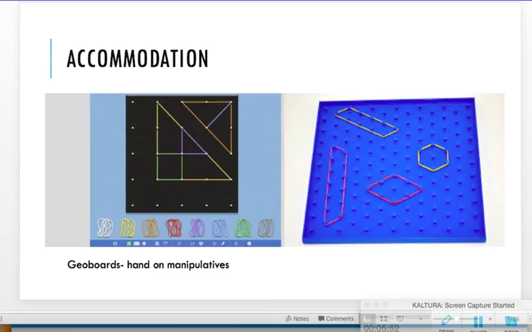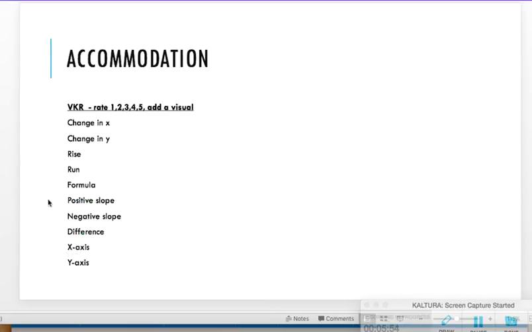A second accommodation that I would also make has to do with vocabulary. I would make a VKR chart or a VKR worksheet for my students where they get to rate 1 through 5 how comfortable they are with the new vocabulary. In math especially, there's a lot of new vocabulary that the students might not be familiar with, and that could impair the students' understanding of the various concepts.